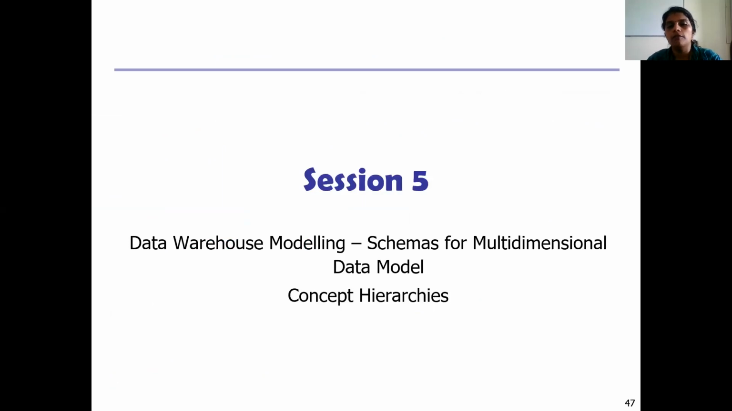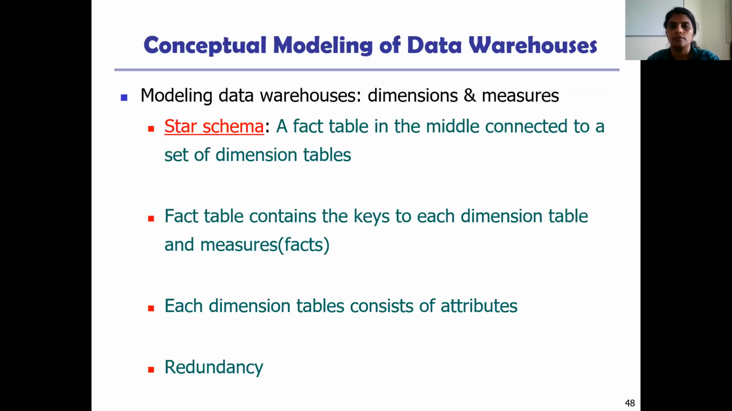So today we are going to see data warehouse modeling, that is, schemas for the multi-dimensional data model. Also, we will be seeing concept hierarchies. Data warehouse modeling or schemas come in three varieties, that is star schema, snowflake schema, and fact constellation. So first, let's see star schema.